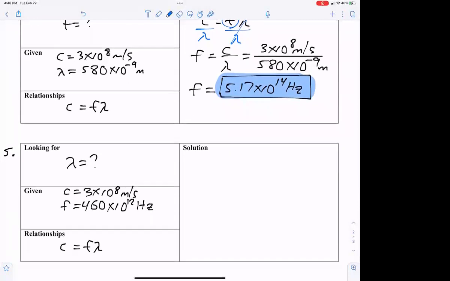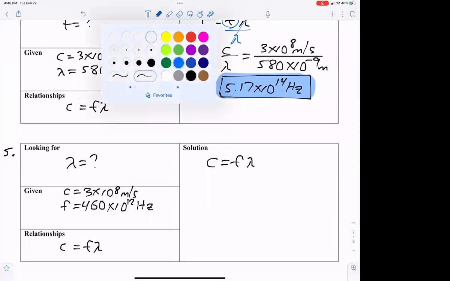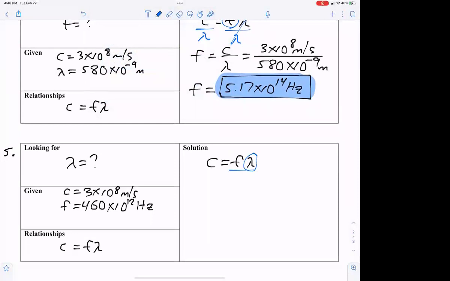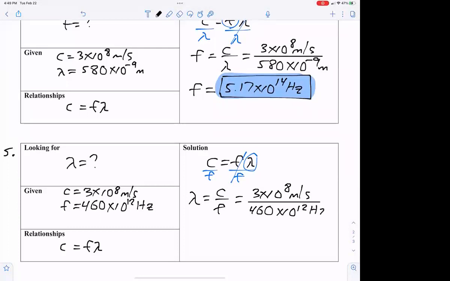Finally, number 5, we're going to take that equation, C equals frequency times wavelength, and we're going to solve for wavelength this time. So we're going to divide away the frequency. Wavelength is equal to the speed of light divided by the frequency. So 3 times 10 to the 8 meters per second divided by the frequency of 460 times 10 to the 12 hertz.